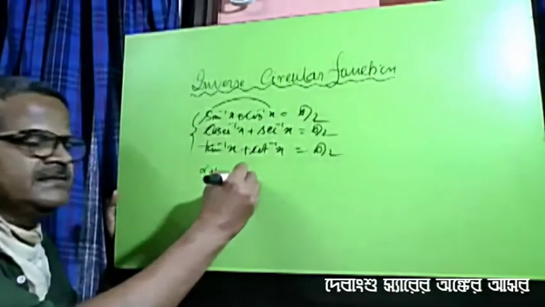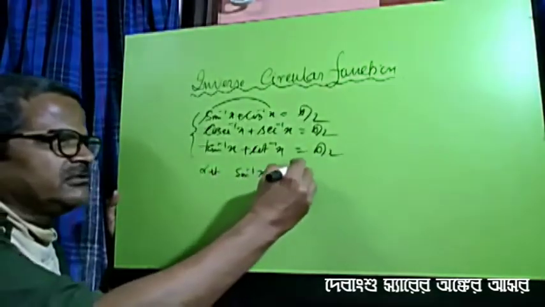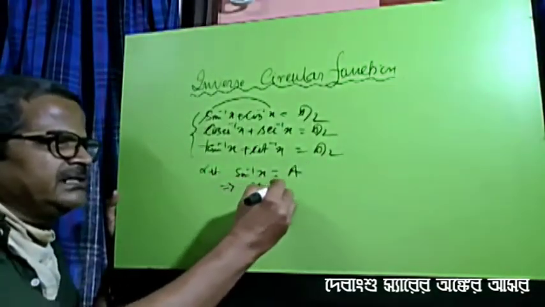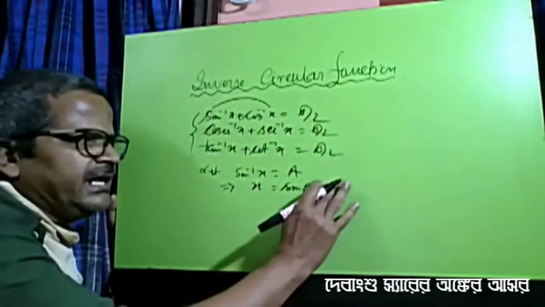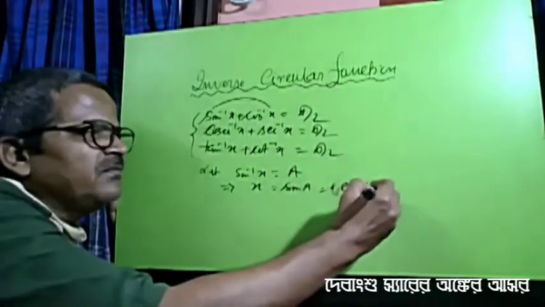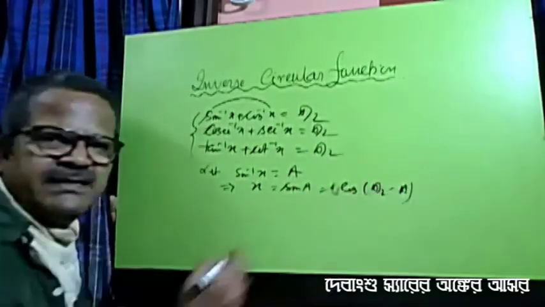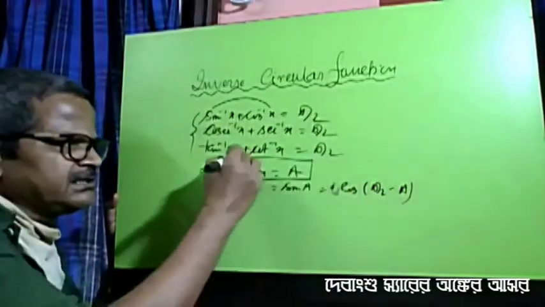Let sin inverse x is equal to a. That implies x is equal to sin a. And we know that sin a is cos of pi by 2 minus a. Now, this is a.